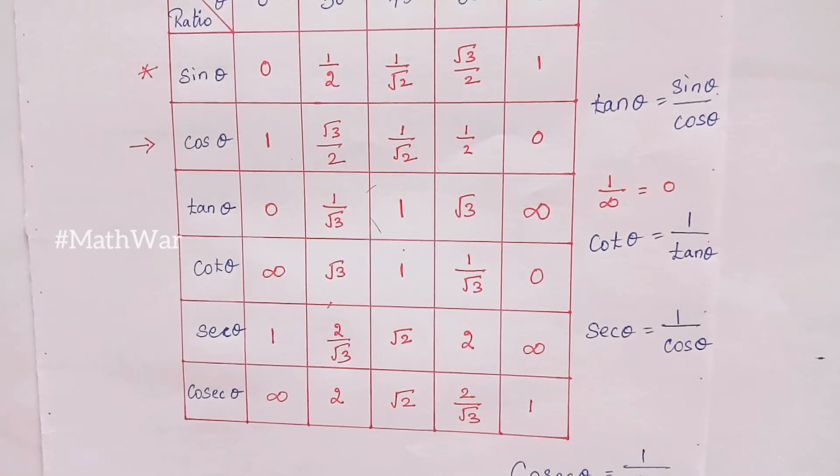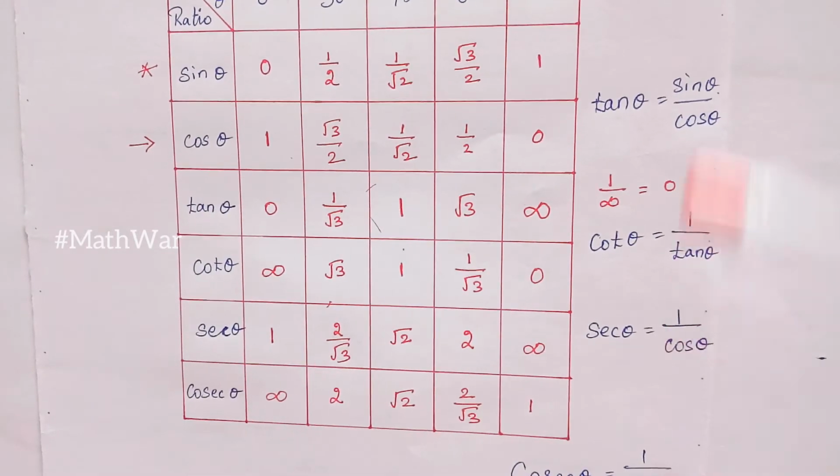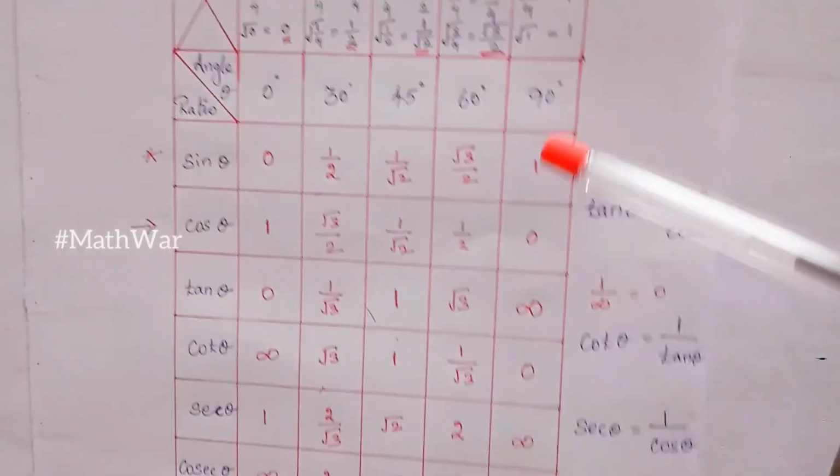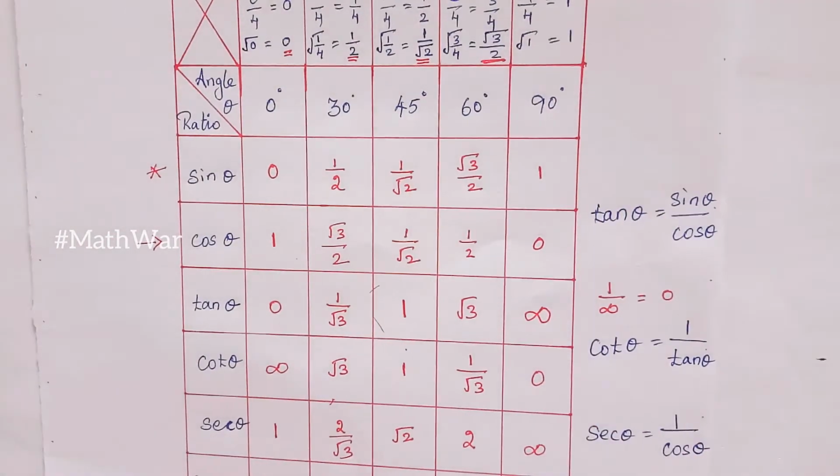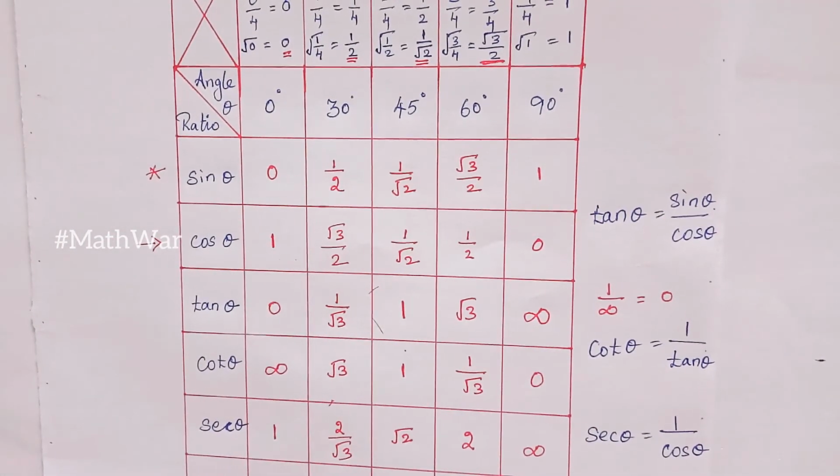That's all, students. Easily we can find out the trigonometrical tables for the standard angles by using the basic relations and one simple concept we found out. Hope you understand this clearly. Thank you very much.